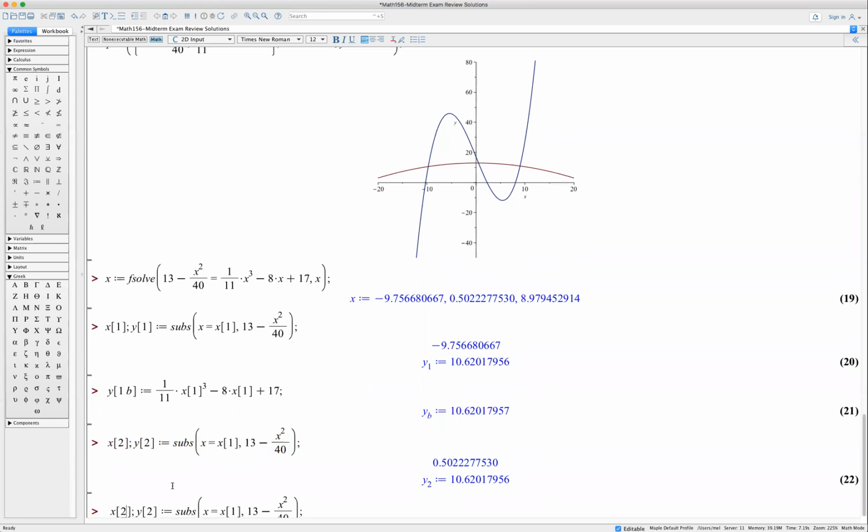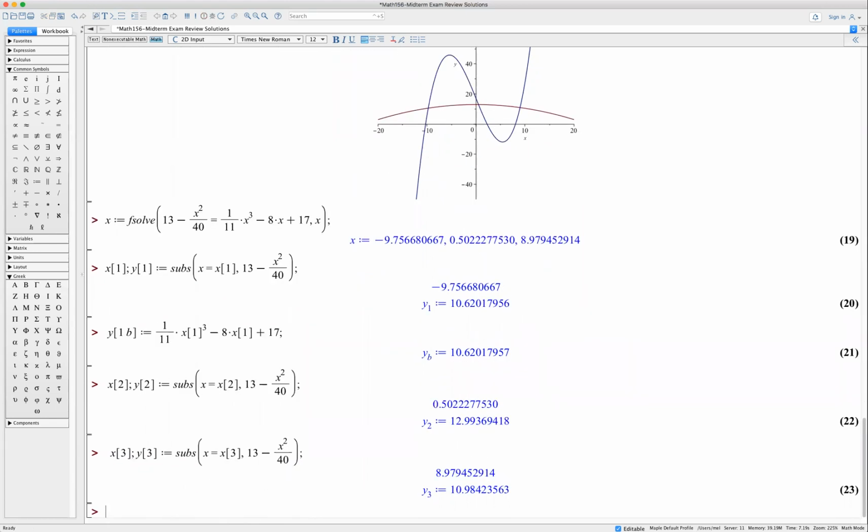And if I take in x3 and I substitute that, oops. I know this is me. Here I should be substituting x2. That's 13. That looks a little bit better. And this is about 11. So these are the x and y coordinates of the 3 points of intersection. That's problem 5.